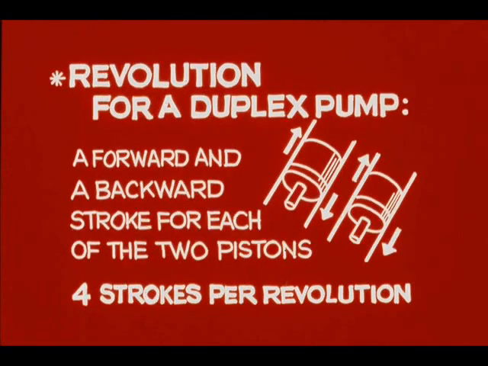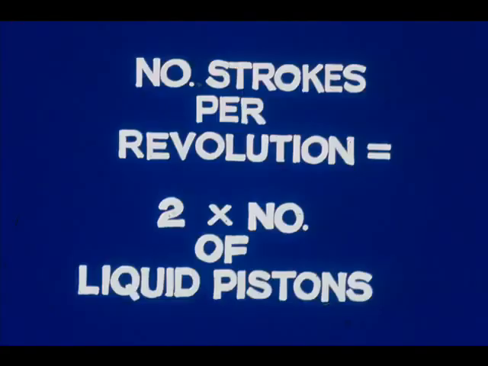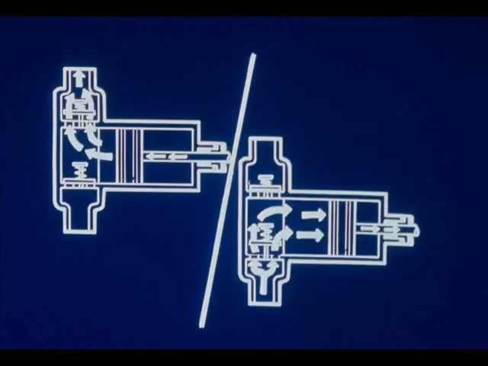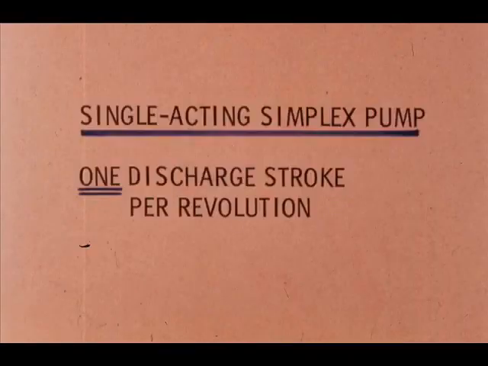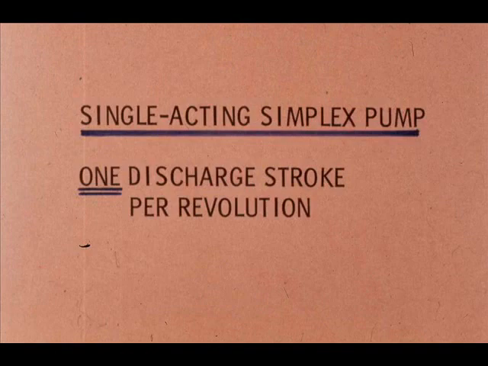For a duplex pump, a revolution is a forward and a backward stroke for each of the 2 pistons. A duplex pump makes 4 strokes per revolution. The number of strokes per revolution equals 2 times the number of liquid pistons. A single-acting simplex pump makes 2 strokes per revolution, but only one discharges liquid. The other sucks in liquid. So a single-acting simplex pump makes 1 discharge stroke per revolution.